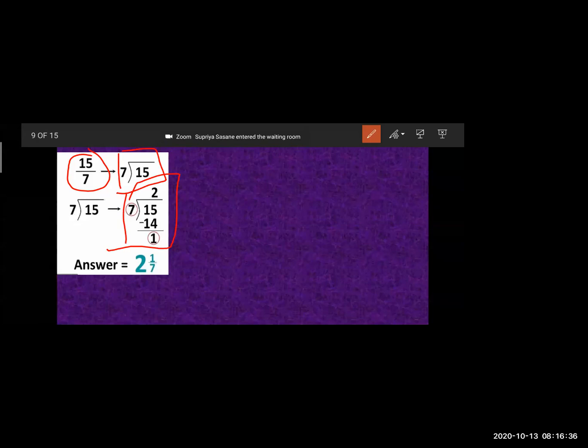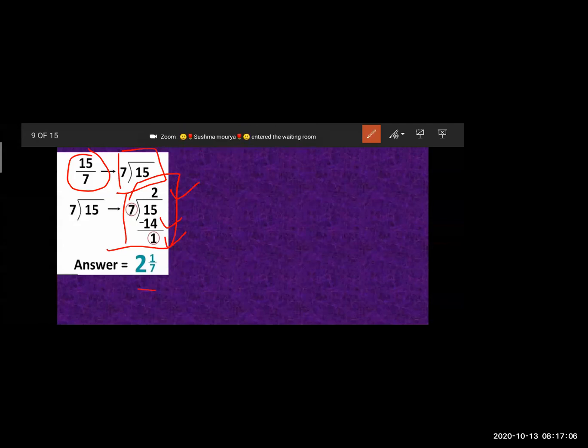7 1s are 7, 7 2s are 14. So here we have written 2, and here we got 7 2s are 14. And the remainder that we got is 1. Okay, so this is our division sum. So whenever you have a fraction and you have to convert it into a mixed number, you are supposed to do a division. You have to perform a division sum. After performing the division sum, you will get your answer.